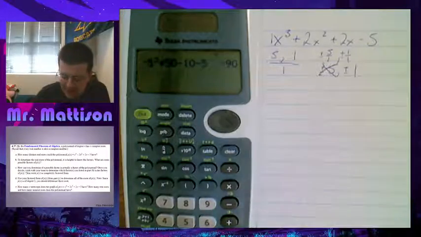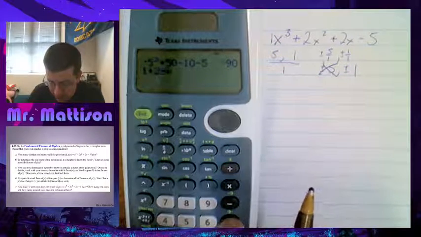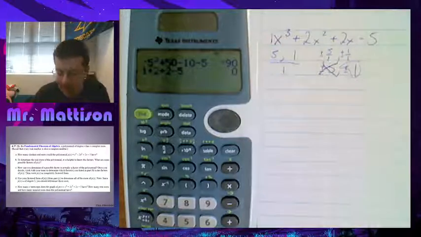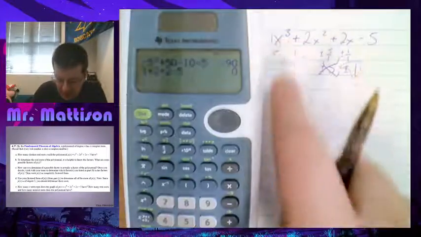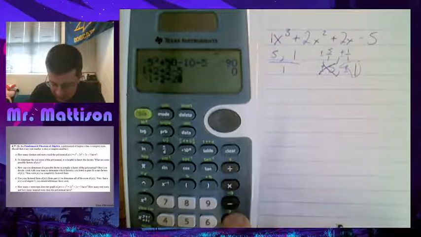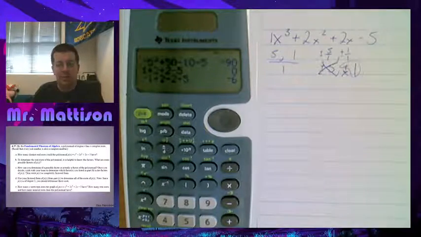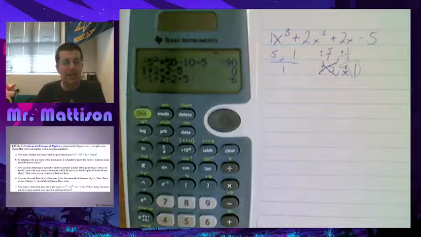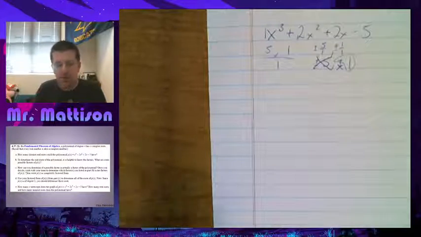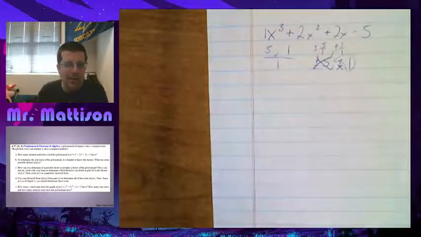Well, how about a positive 1? If I plug in 1, well, that's going to be 1 plus 2 plus 2 minus 5. Hey, that's 0. So positive 1 works. Let's test out a negative 1. So that'd be negative 1 plus 2 minus 2 minus 5. That one doesn't work either. So the only one of those which worked was a positive 1, which tells me that positive 1 is a root of this particular polynomial. So the next question is, well, what factor would give me positive 1 as a solution?